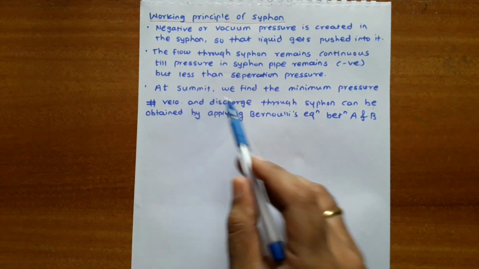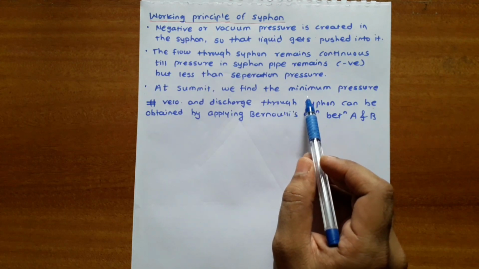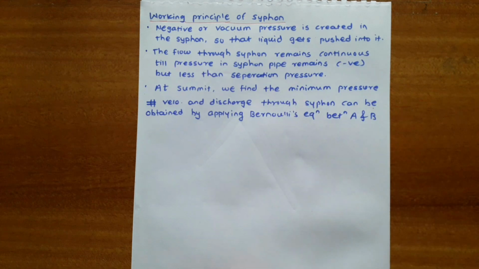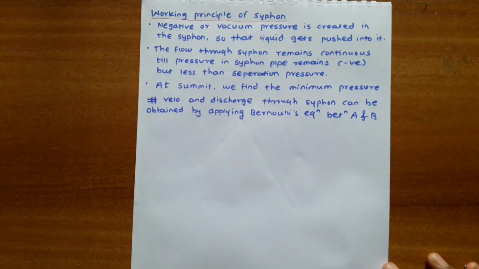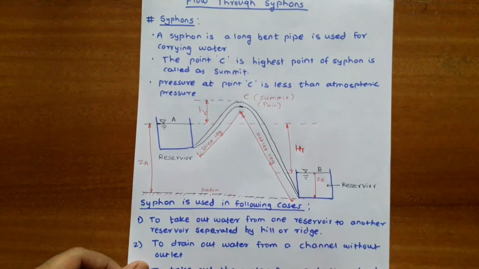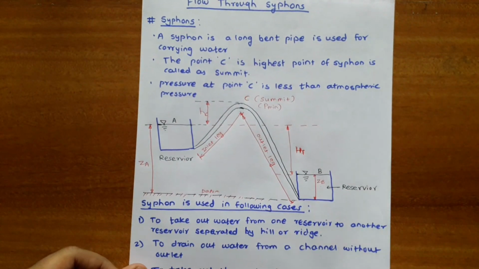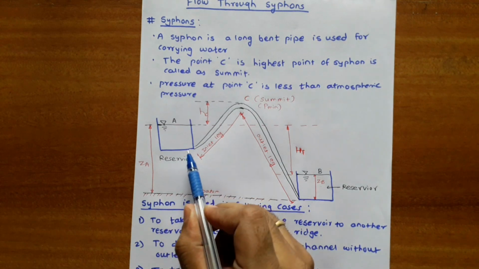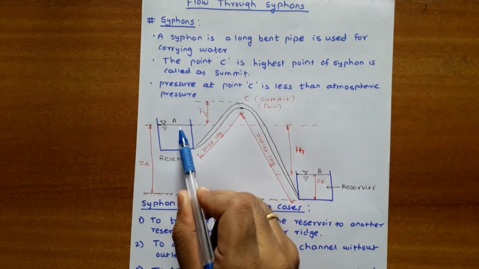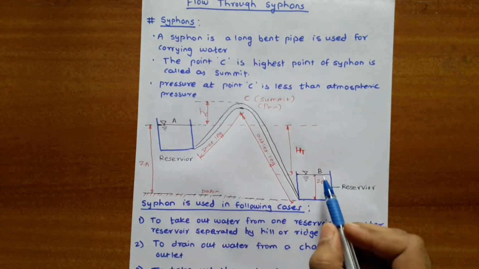At the summit, we find the minimum pressure, and the pressure at point C is denoted as PC. Now we can calculate the velocity and discharge through siphon by applying the Bernoulli equation between sections A and B.